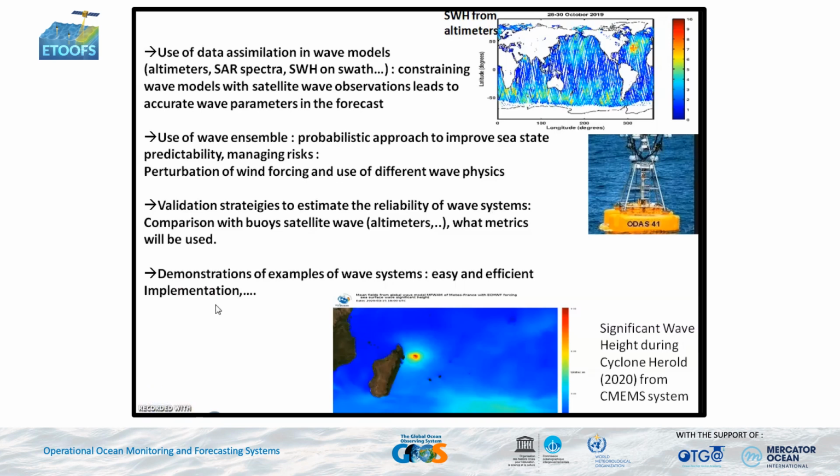The chapter includes also the relevance of using wave ensemble in terms of going forward for a probabilistic approach in order to improve sea state predictability and also managing the risks. This can help the forecasters to consider the best options in their scenarios. The way forward is to consider the ensemble with perturbation of both wind forcing and wave physics. This leads to better characterize and forecast the uncertainties on wave prediction.